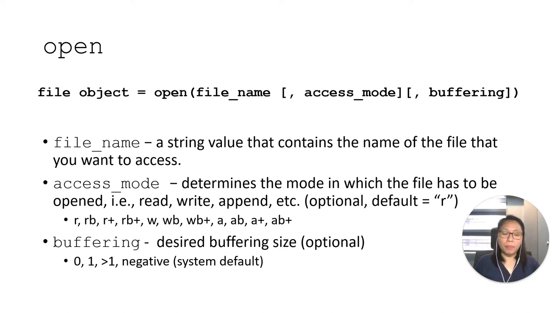The buffering is the desired buffering size, which is also optional. By default, it's the system default. It may have the values 0, 1, greater than 1, and negative. So for the buffering size, let's say the value is 1, the buffering is line by line. And if it's greater than 1, that is the byte size.